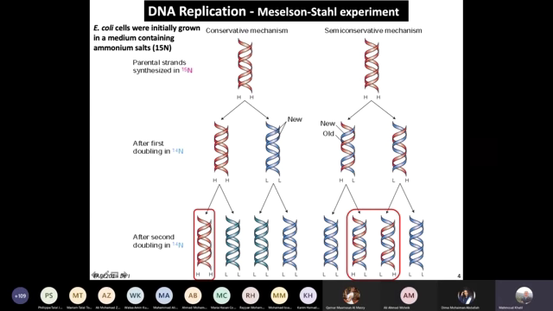Okay, it's a conservative mechanism, which means that during replication you will have a DNA that resembles the parent, and you can see this one resembles the parent, identified by the color. Both of them are blue, and you have a new double-stranded DNA that is formed. That's why it's conservative.